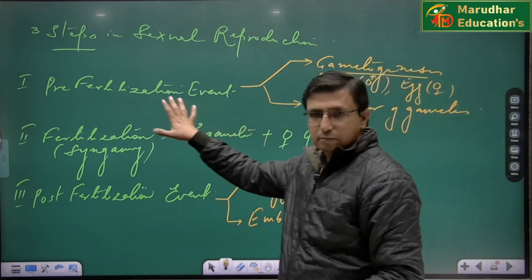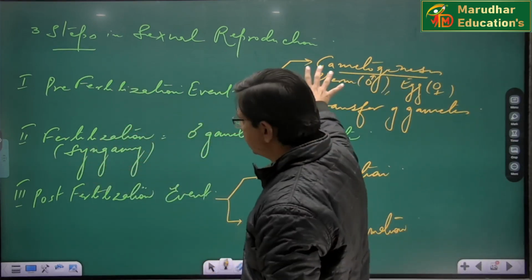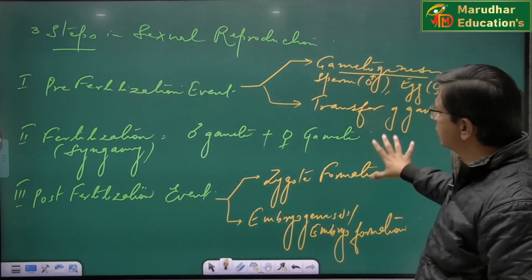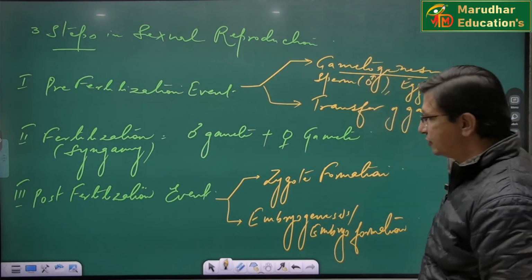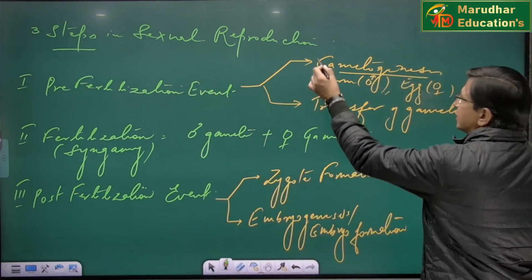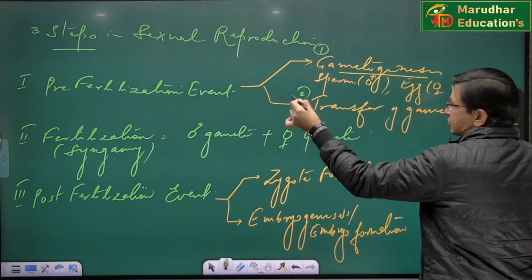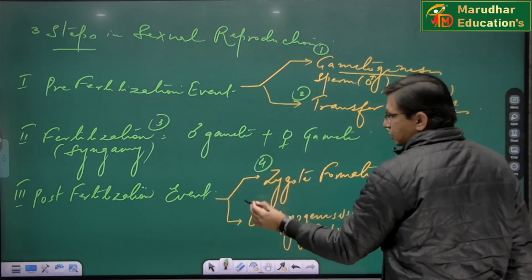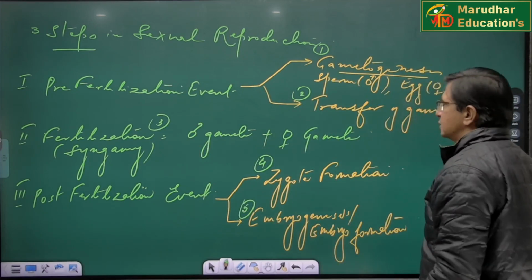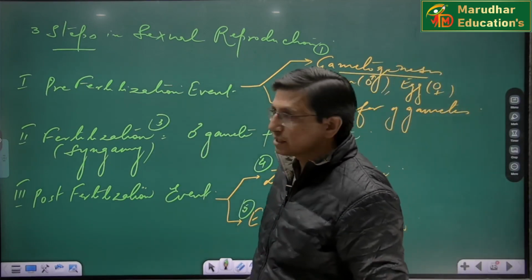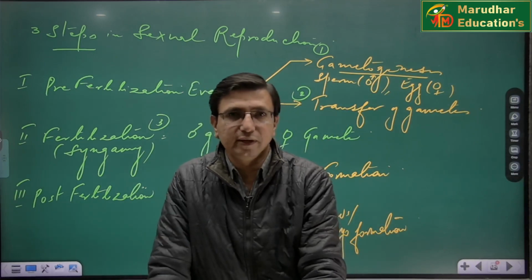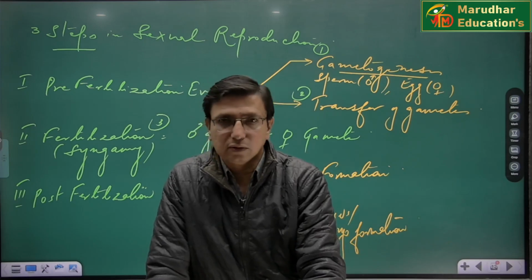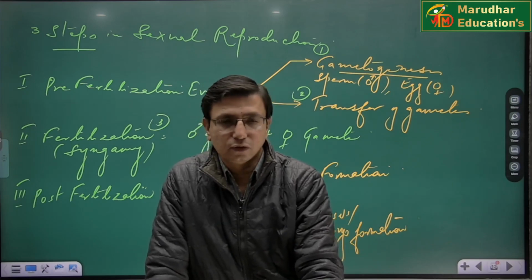So these are the three basic events. Later, two of them have been divided into two additional steps. So in all, there are 5 steps. Let us recapitulate them. Number 1 is gametogenesis. Number 2 is transfer of gamete. Number 3 is fertilization. Number 4 is zygote formation. And number 5 is embryogenesis. So in the coming class, we shall see what are the events in gametogenesis and how gametes are transferred, right? So thank you for now.